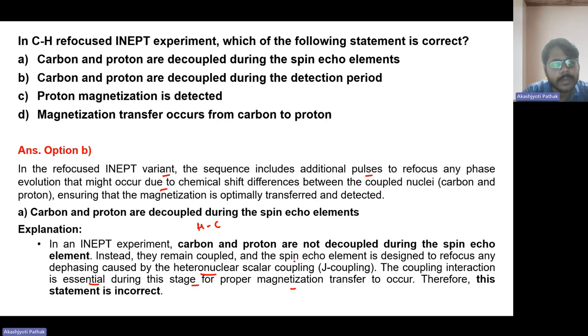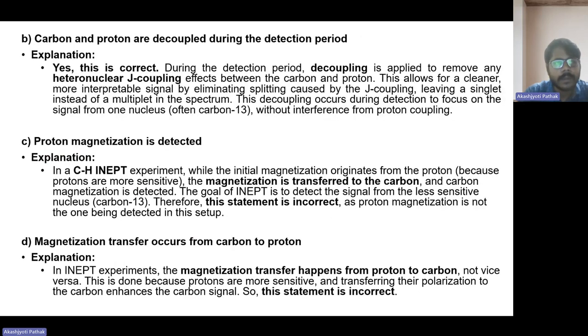So therefore, this option A is incorrect. In the case of option B, this is the case. Option B, that is the correct one. That was the correct explanation, right?